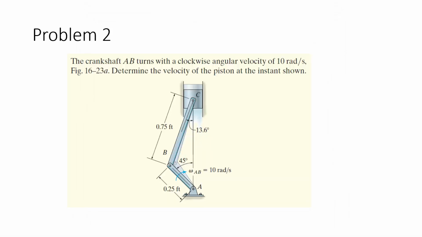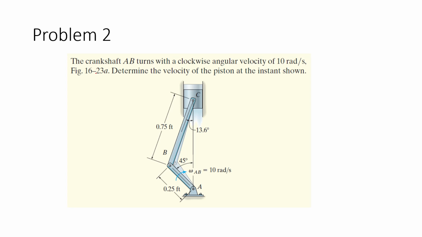Hello everyone, and this is the last problem of this topic, which is the instantaneous center. So we have a piston cylinder that has a crankshaft AB and a connecting rod BC. The angular velocity is 10 radians per second. Determine the velocity of the piston at the instant shown. This is the question. Okay, so let's solve it.